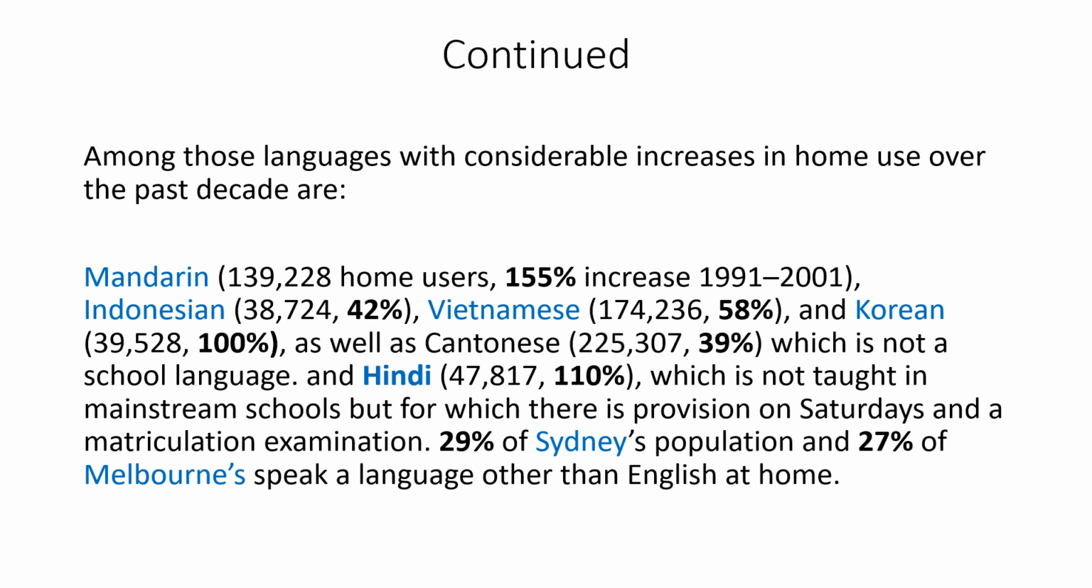Among those languages with considerable increases in home users over the past decades are Mandarin, a Chinese language, and Indonesian. There are percentages given in the brackets. You can see there Indonesian, Vietnamese, Korean, and Cantonese. Cantonese is also a Chinese language, which is not a school language, and Hindi, which is not taught in the mainstream school, but for which there is a provision on Saturdays and in the matriculation examination. In Sydney and Melbourne, 27% of the population speak a language other than English at home.